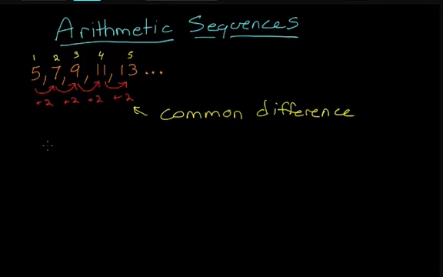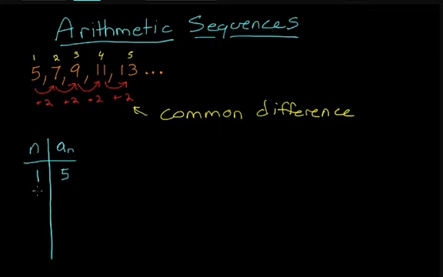Actually, let's not use x. Let's use n for the term number and a sub n for the actual term. So let me define these variables for you. n refers to the placement in the sequence. So 5 is the first term. So if n equals 1, then the first term is going to be 5. So when n is 1, a sub n is 5.